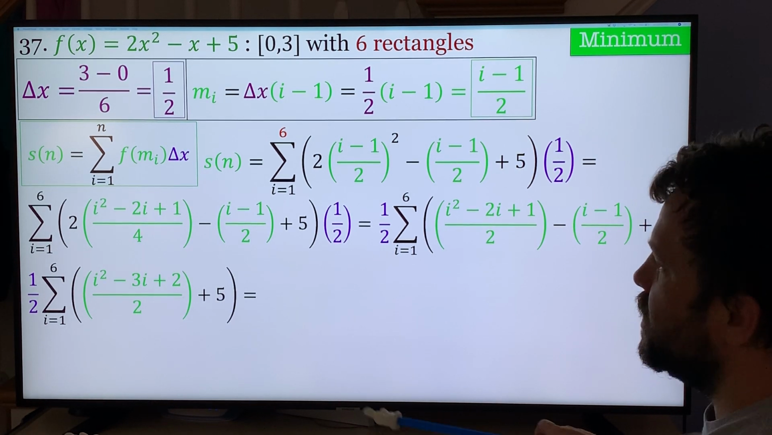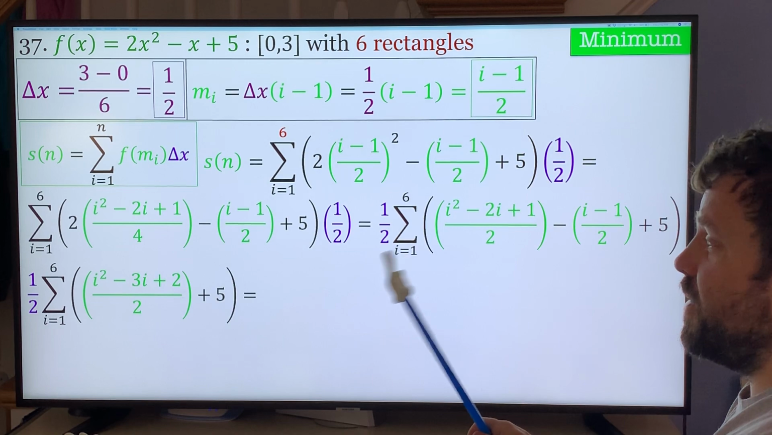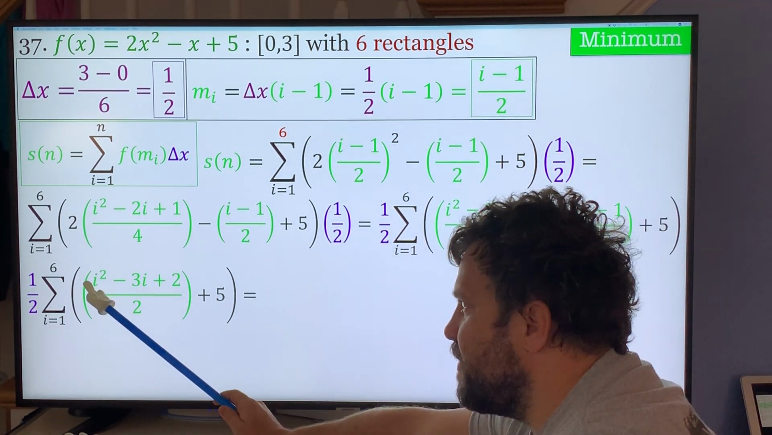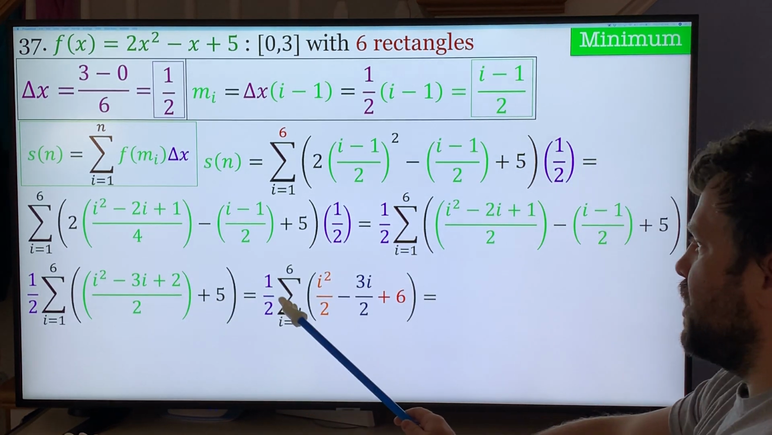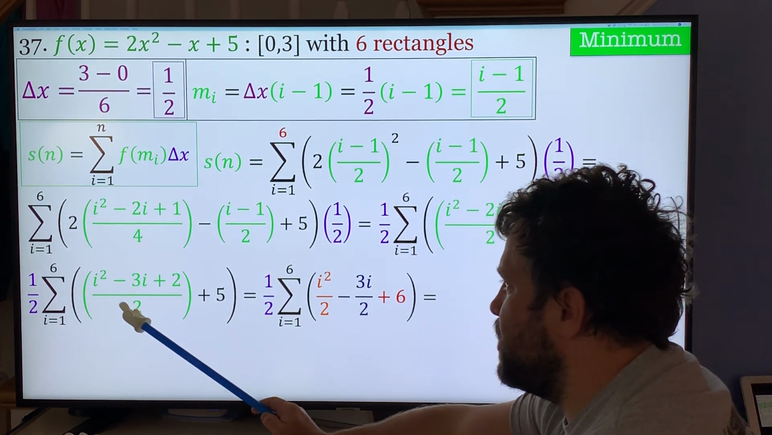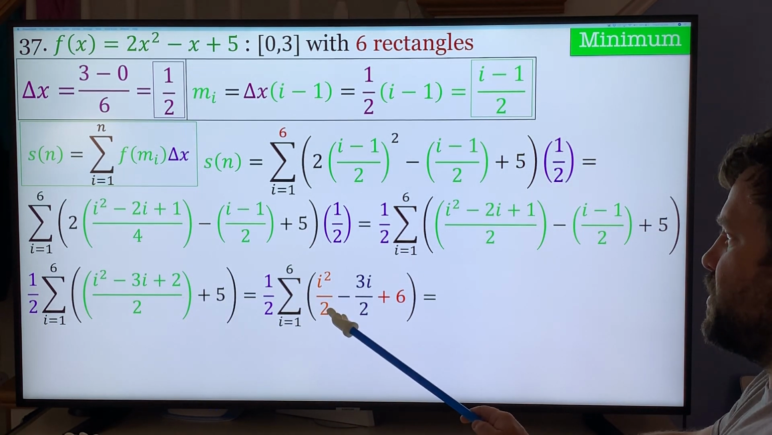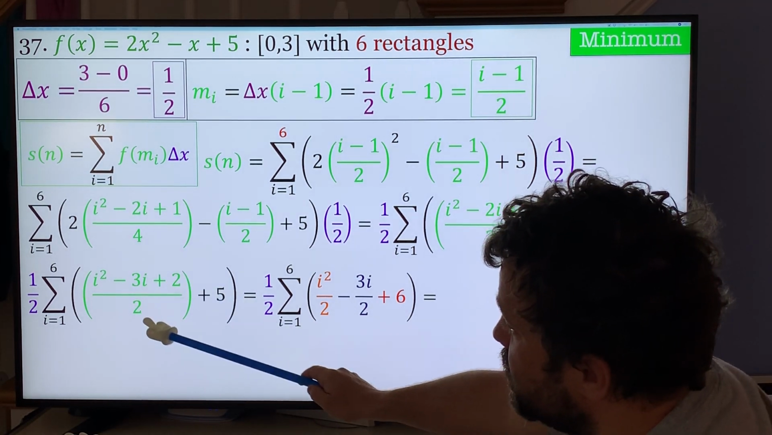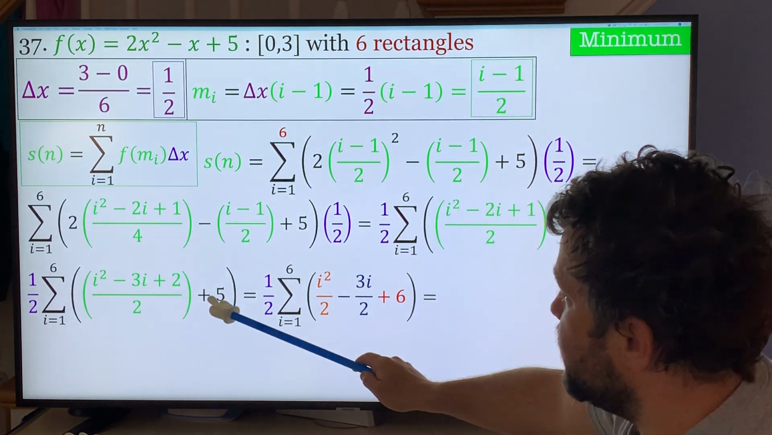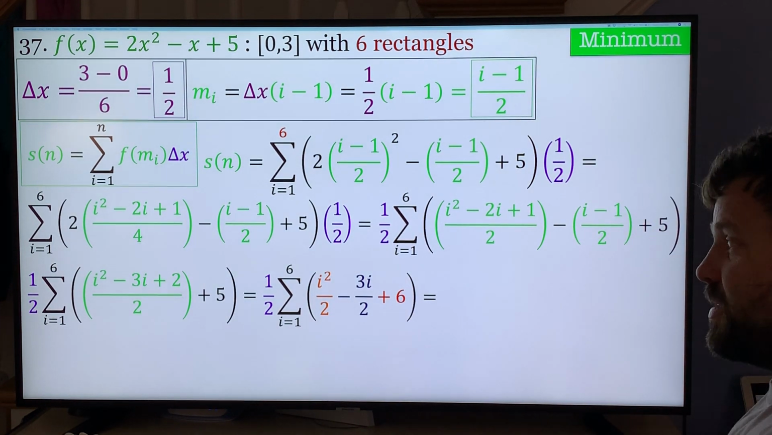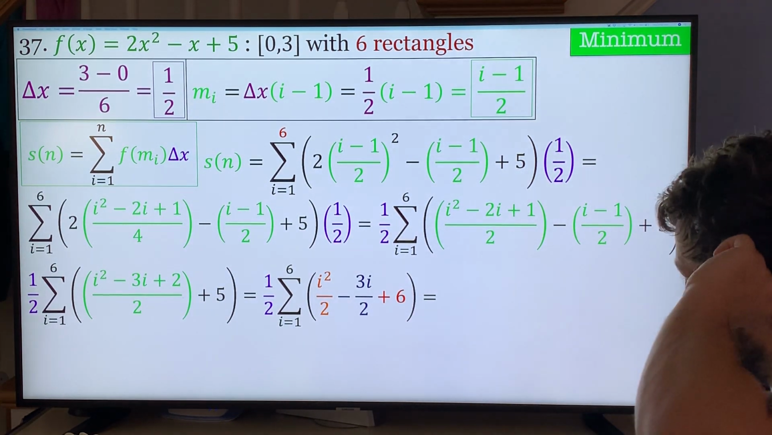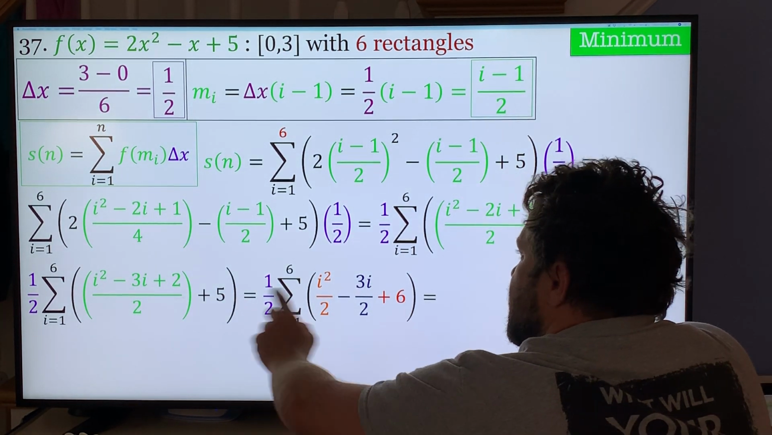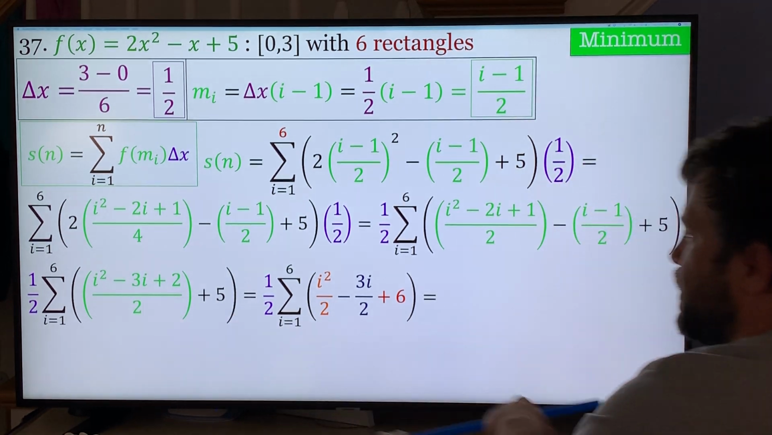Got it? So now I'm going to take a problem out of a problem. I have the 1/2 pulled down in front of everything, and I can pull a 1/2 out of these 3 summations. If I divide each one of these by 2, I get 1/2 out front, i squared over 2, negative 3i over 2, and then 2 over 2 is 1. 1 plus 5 is 6. If you want to simplify it that way, you can. There are other ways to go about it, and you'll end up with the same answer.